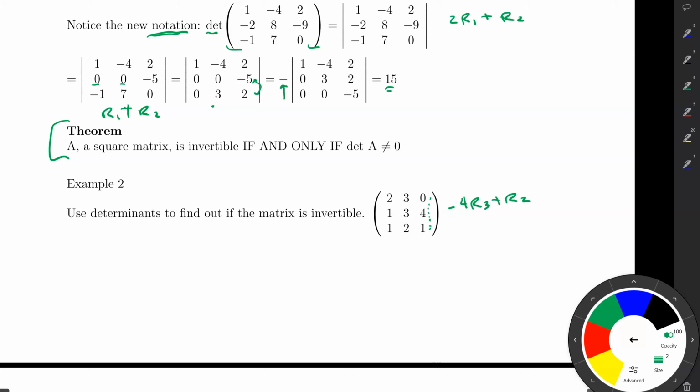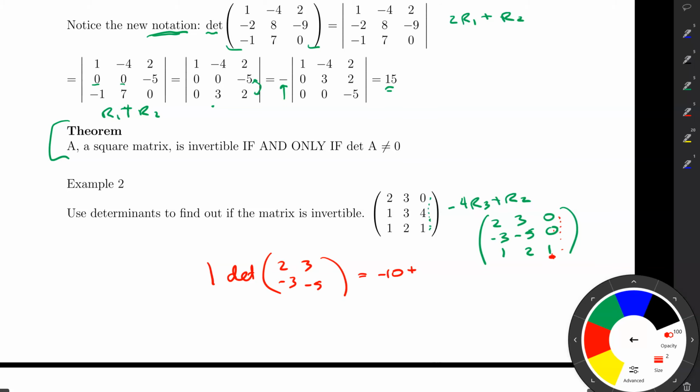Now I'm going to expand about this column. So positive, negative, positive, negative, positive. I'd get a positive 1 times the determinant of the matrix left. So this gives me negative 10 plus a 9. So this gives me a determinant of 1. So the determinant of A is not 0. Therefore, A is invertible.